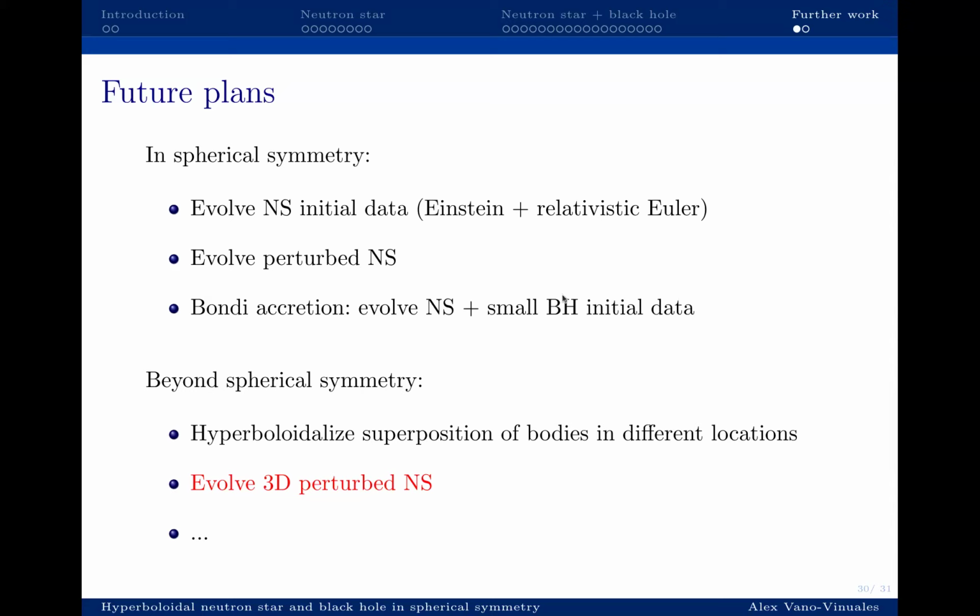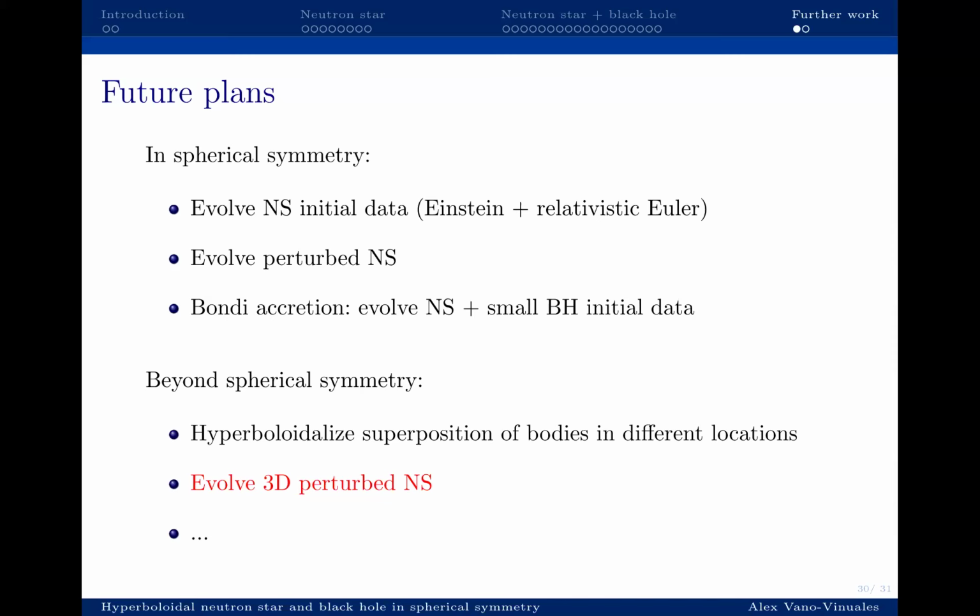The challenging part will be to actually also include the relativistic Euler equations in the hyperboloidal setup. That's something I still need to look into. I have not spent any time on that, but I'm excited to do that. And that would allow us to evolve the neutron star initial data, perturbing those initial data as well, and indeed carry out the main idea behind this project, which is boundary accretion, by giving us initial data, the neutron star plus small black hole that I also showed before.